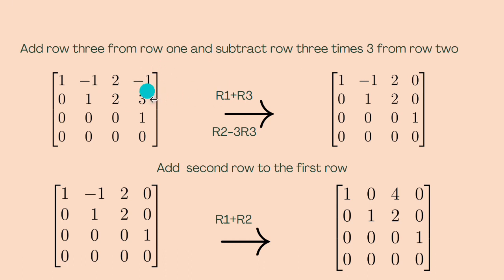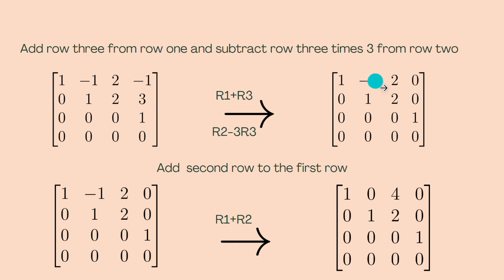But next we need 0 for the second row as well. So times 3 for the third row, and then subtract it from row 1. So 1 times 3 is 3. So subtract it from 3, we got 0. So here we got 0.